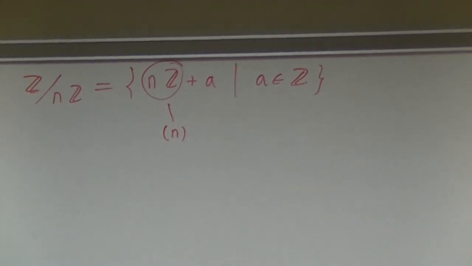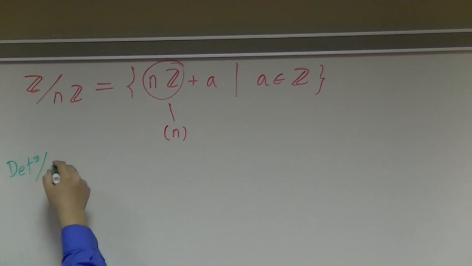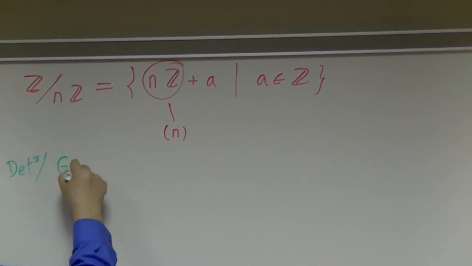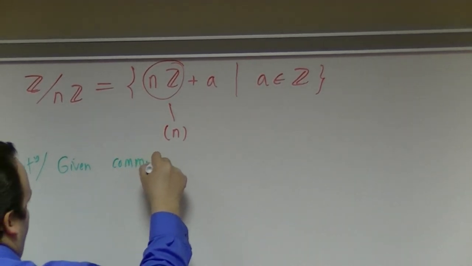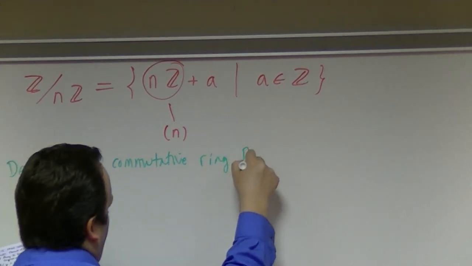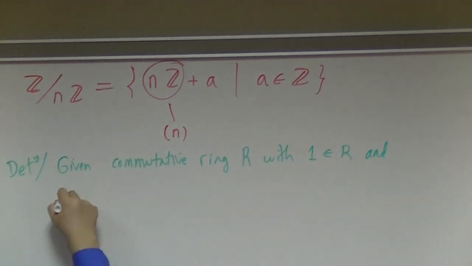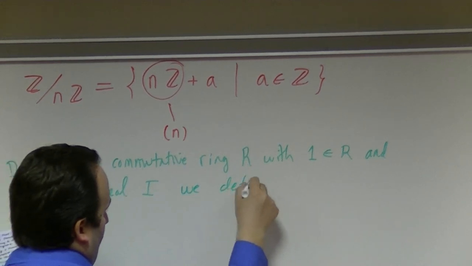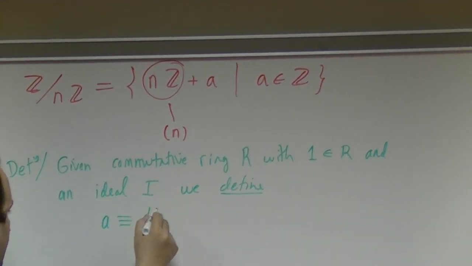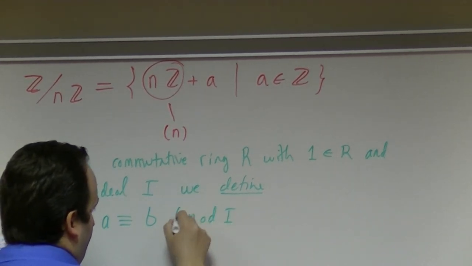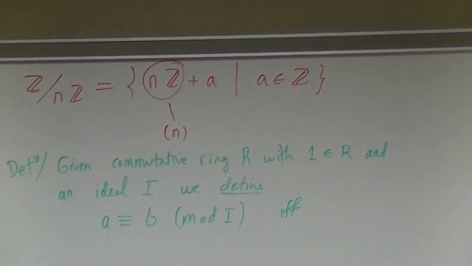So here's the definition. Very simple. Much in the same spirit as that. Given a commutative ring with identity, and an ideal I, A is congruent to B mod I if A minus B is an element of I.